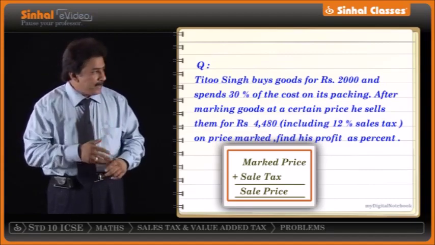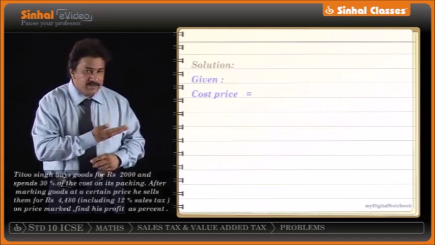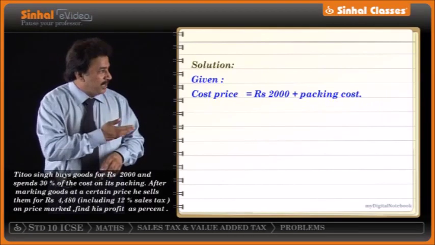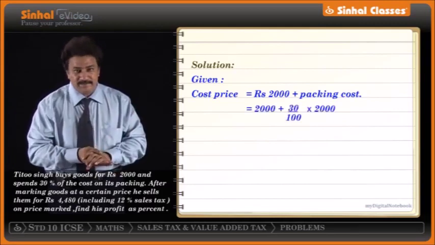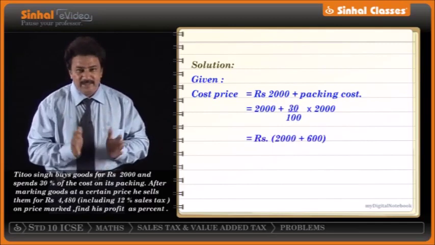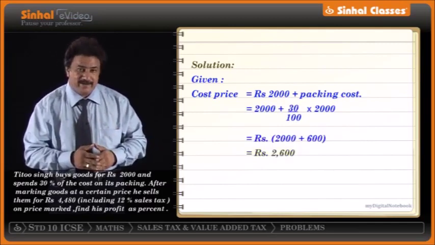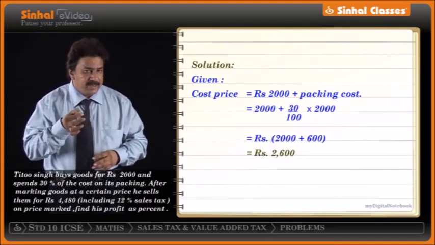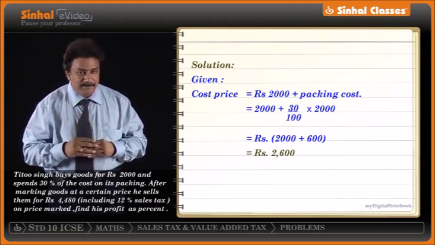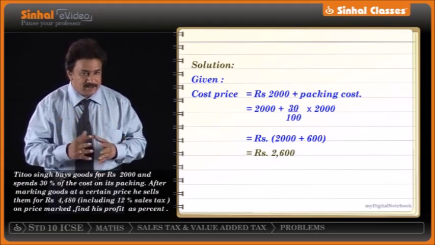How to go for it? Cost price is 2000 plus the packing charge. That is 2000 plus 30% of 2000. That is 2000 plus 600, which gives me 2600. Now 2600 is the cost price. If I'm selling more than this, I'm at a profit. If I'm selling less than that, I'm at a loss.